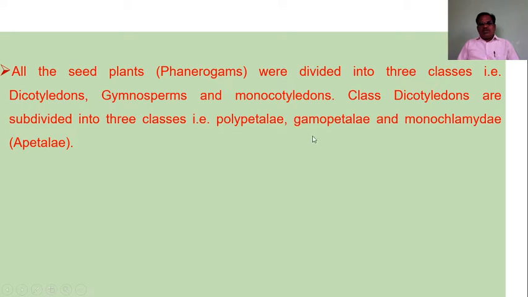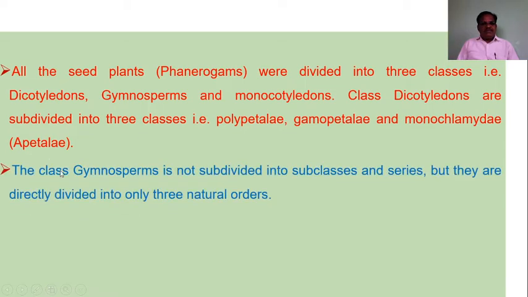Gamopetalae means what? Gamo means united. What is united? Petals. The group of the plants in which the petals are united and form a typical structure of the corolla. And apetalae, where the sepals and petals are absent. Instead of that, there is the presence of the perianth. So it is known as the apetalous condition.